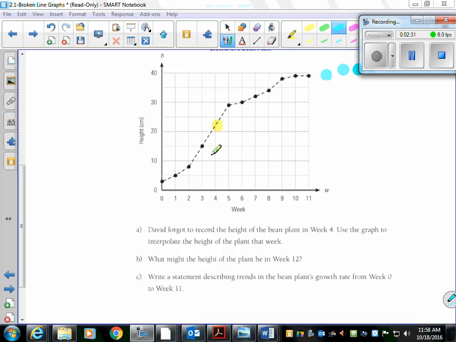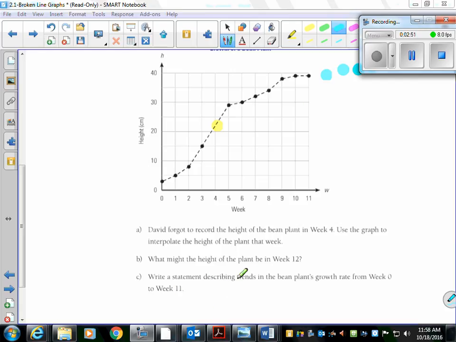Now when we're estimating, there's not a perfect answer. So if you said 22.5 or 22 or 23, those are all good answers. Next, what might be the height of the plant in week 12? So if we look here, it looks like it's leveling off. So I might say 40 centimeters or 41.